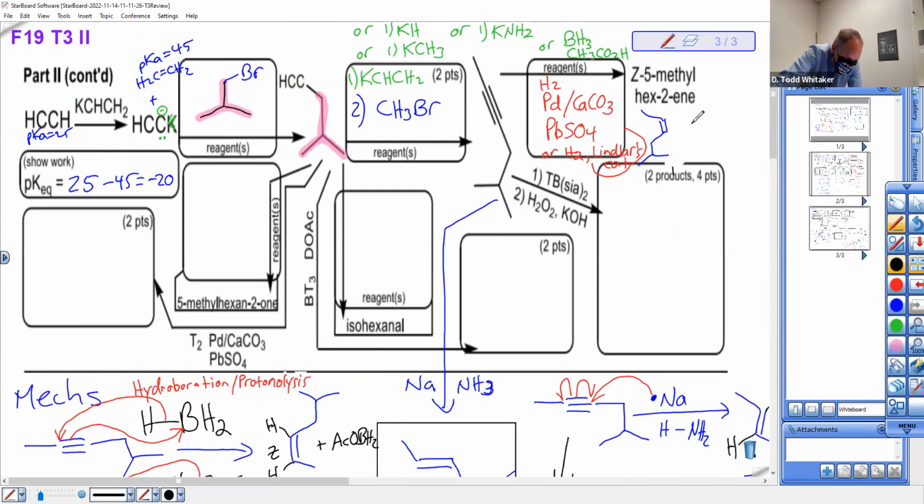What do we got? We have this guy, and we didn't do TBSia2. Oh my goodness, that's hydroboration with a T instead of an H. Two products. Hey, what do you call an alkyne that's in the middle of a chain? Internal.